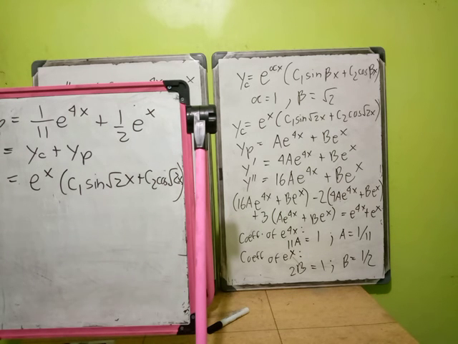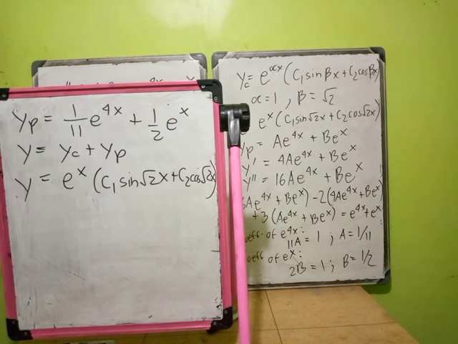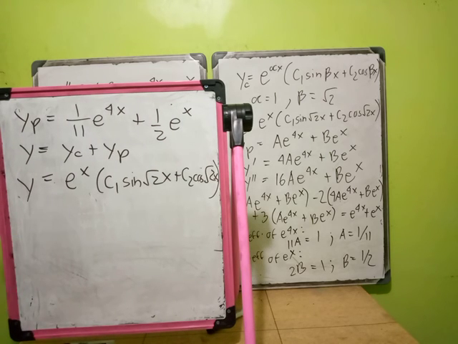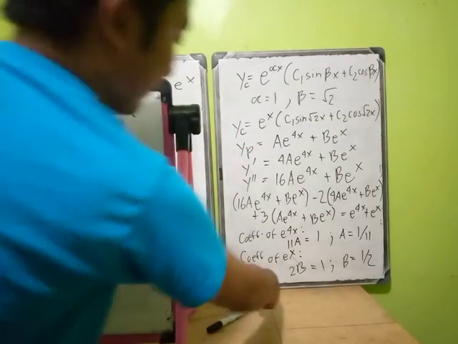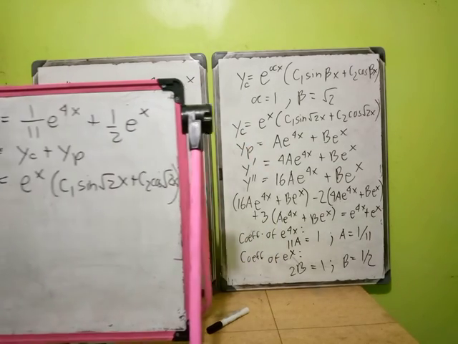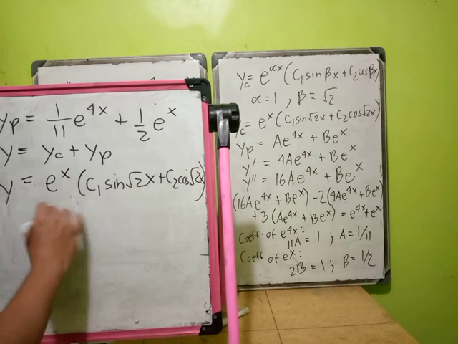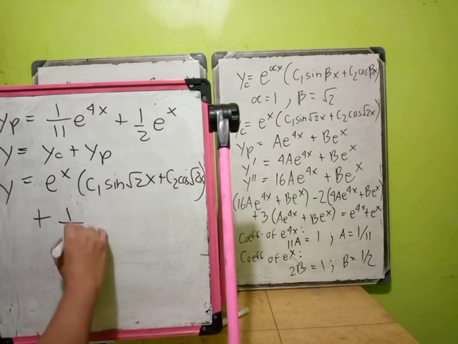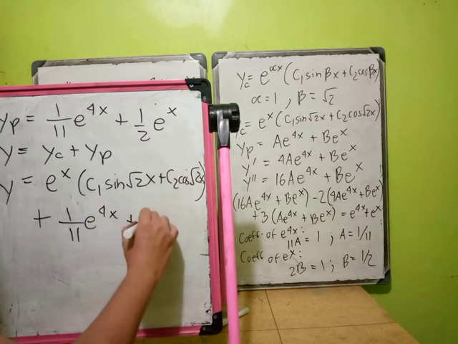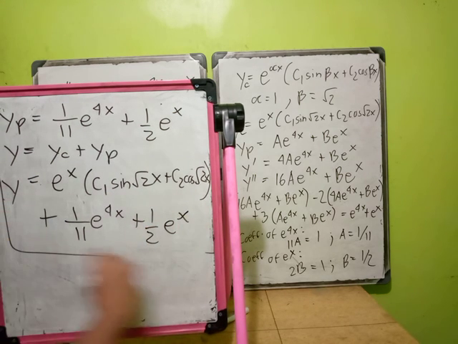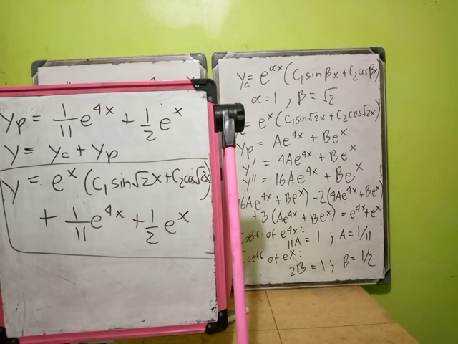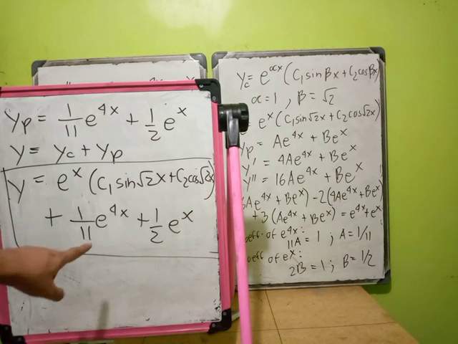Okay? So that's what I mean. You just add yc and yp. So by that, our solution is just yc plus yp: plus 1 over 11 e to the power of 4x plus 1/2 e to the power of x. So this will be your final solution for our third example. So this is the final solution.